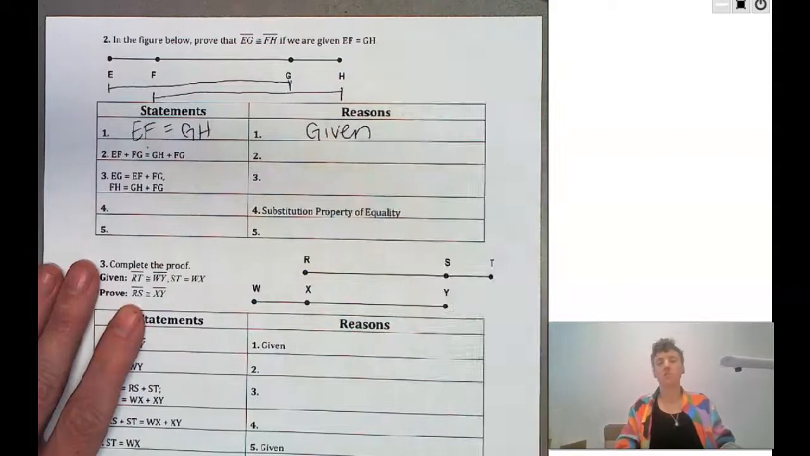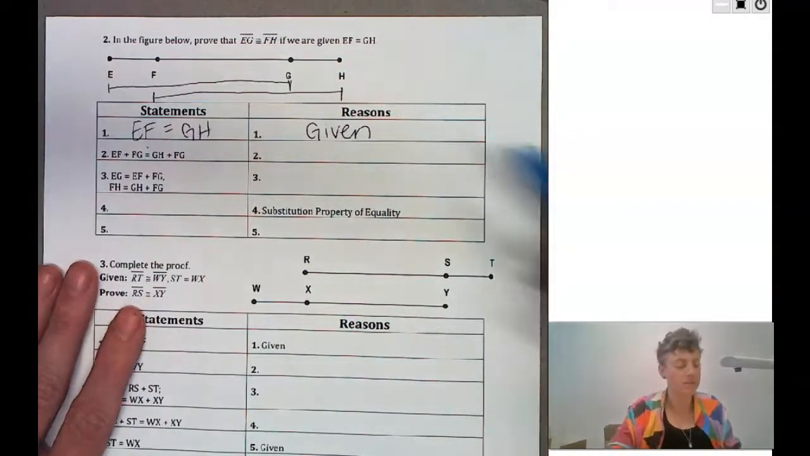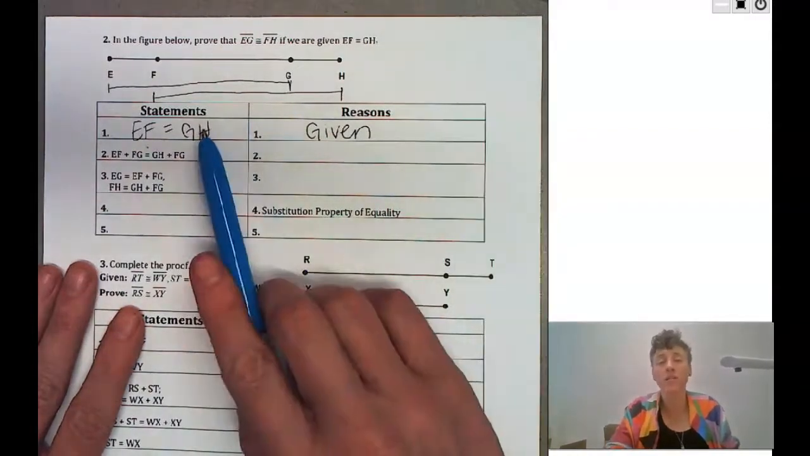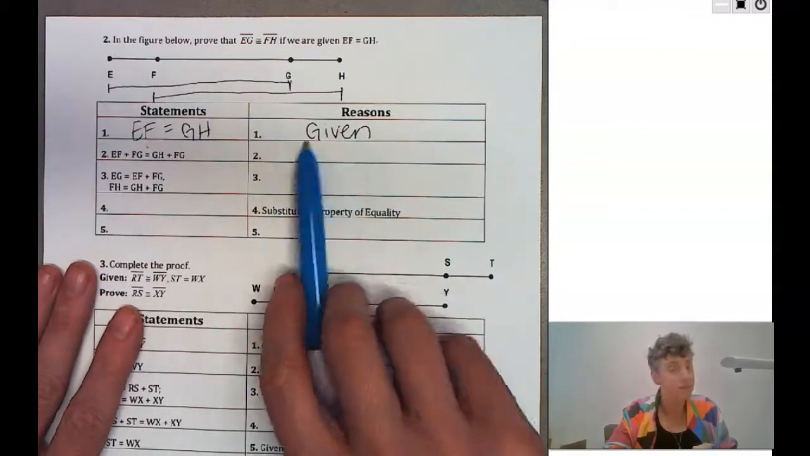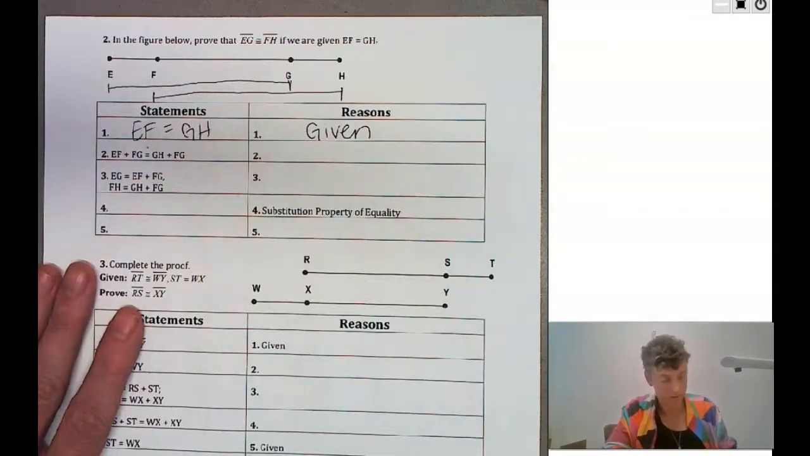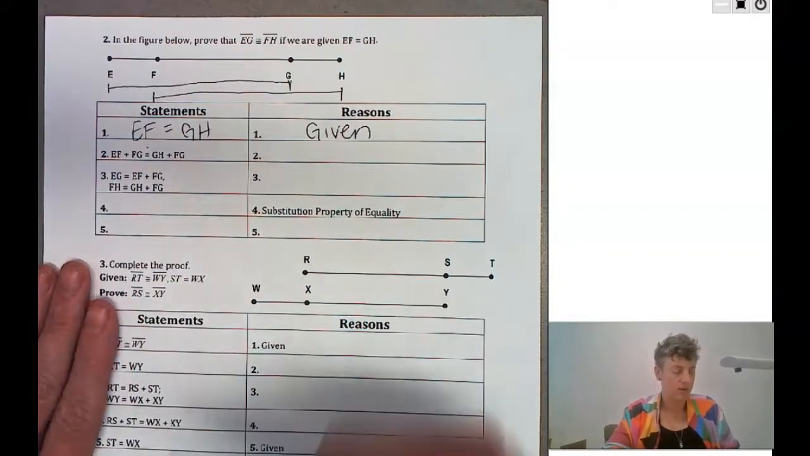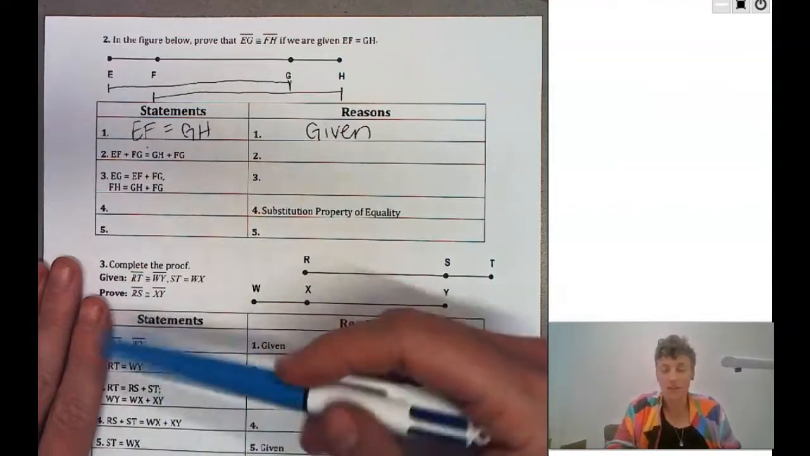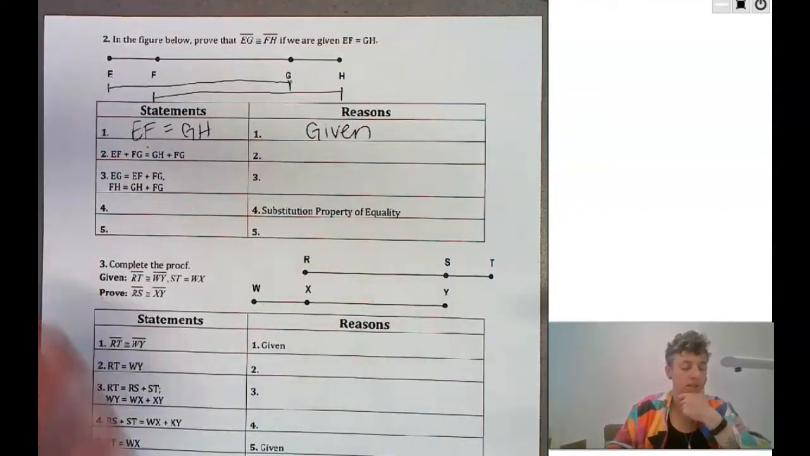First reason, always given. You will always be given something, so you're always going to get 1 point, because you'll always be able to fill out that very first thing. Always, always, always. All right. For a while, we're going to do proofs where a lot of things are filled in for you to kind of practice this proof process.